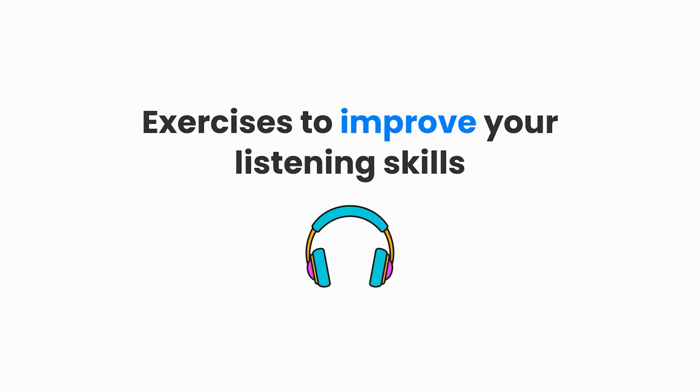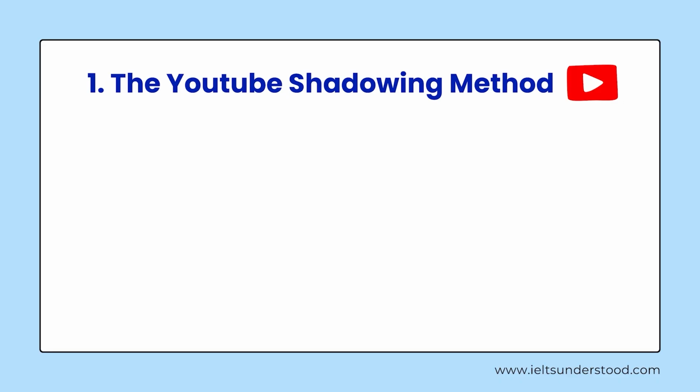Now let's talk about what you should do to improve your listening skills. So I'm going to show you a few different methods. This is the first method. It's called the YouTube shadowing method. If you want to train your ears for real English, this method is very helpful.